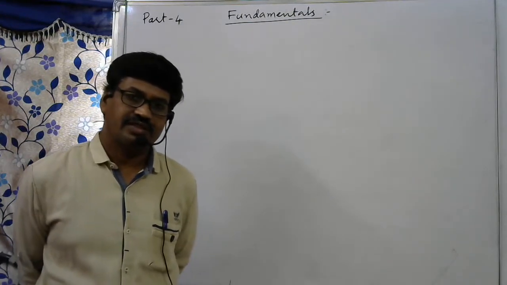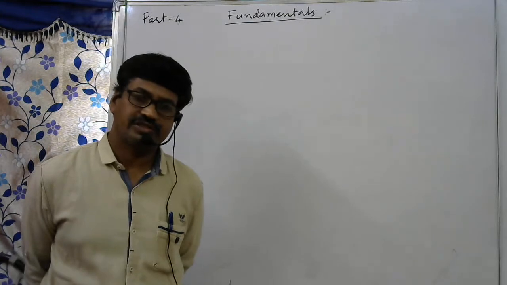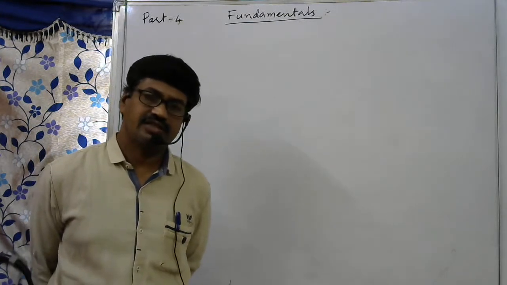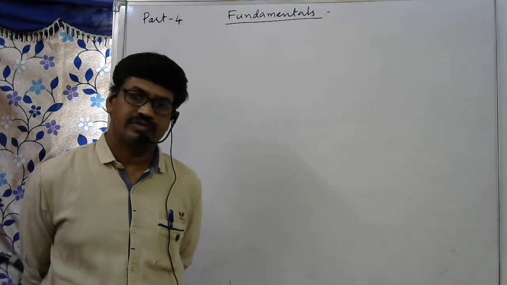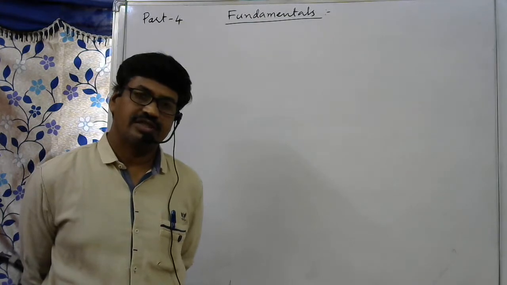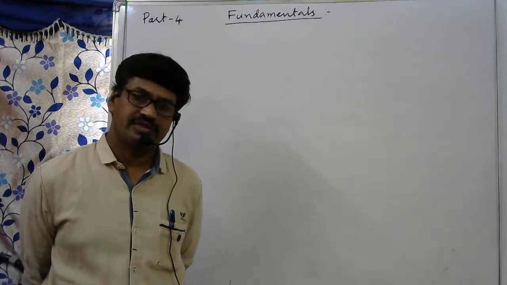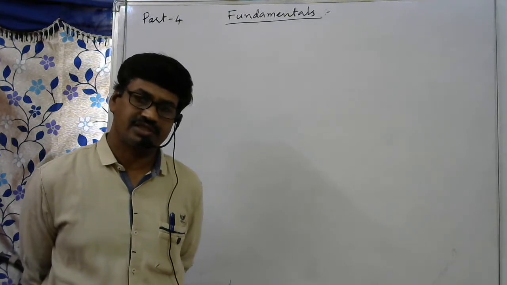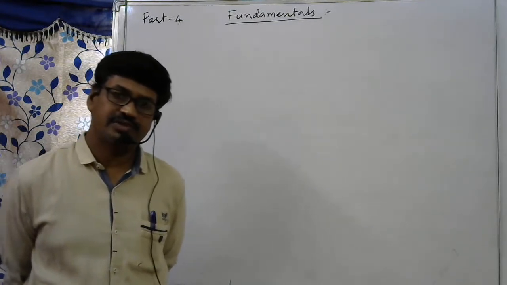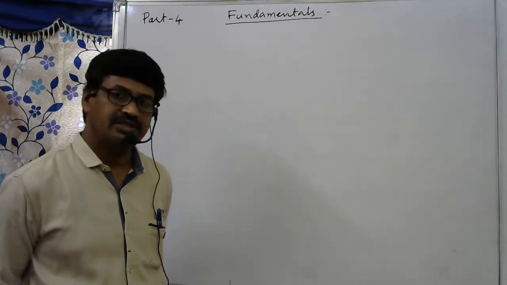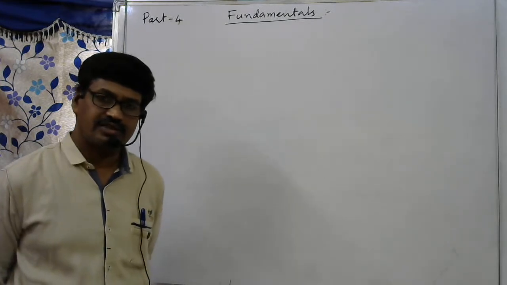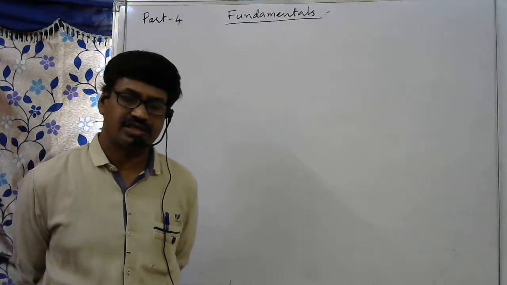Hi everyone. In the last session, we discussed some formulas. The number of orbitals present in a given shell n is equal to its n value only. Then the number of subshells present in a given shell is equal to n square, or we can say orbitals. The maximum number of electrons present in a given shell is equal to 2n square. These formulas were discussed in the last class.